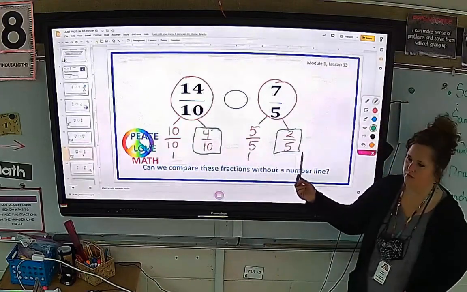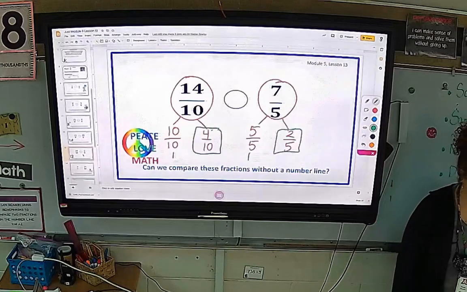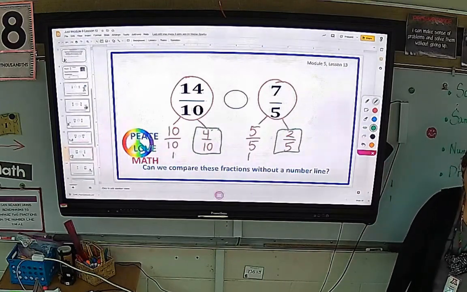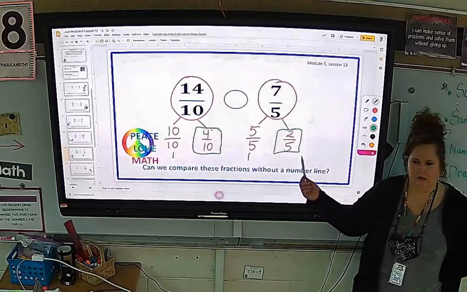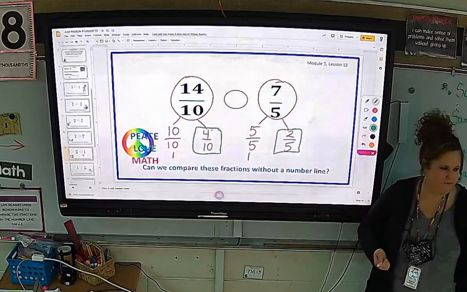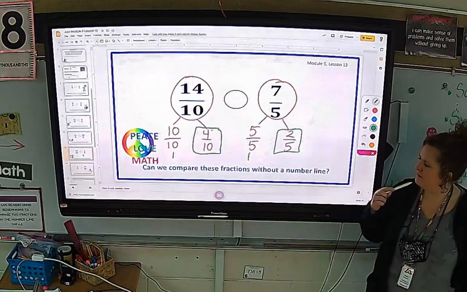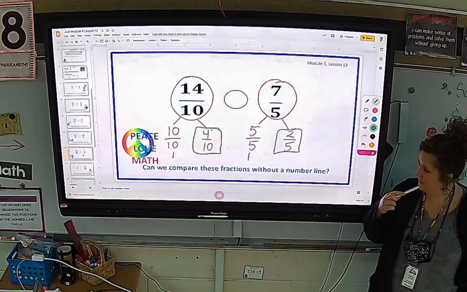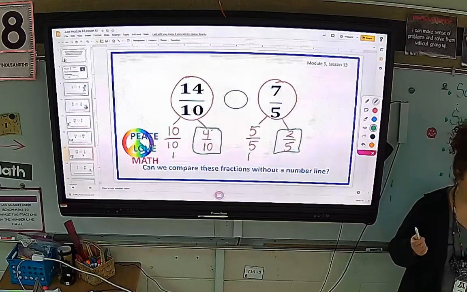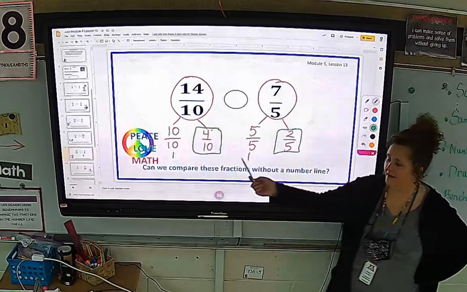What about this one? 2 fifths. What is half when we have fifths? It's an odd number, so it'd be like 2 1/2 fifths. It's an odd way to think of it. Okay. So which of these goes farther? They're both smaller than half.